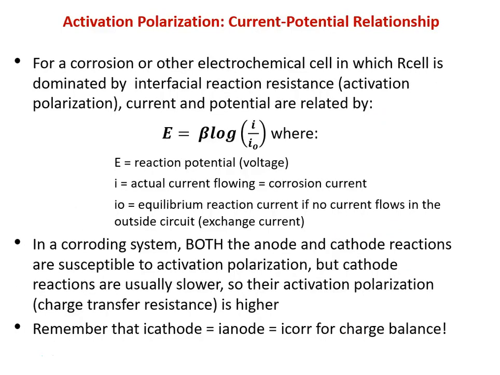So for these types of reaction kinetics, there's a relationship between the driving potential and the resultant current that we get, and it's a logarithmic relationship. So it's E, which is the potential driver, times a constant beta, times log, or natural log with a different b, of the actual current divided by a reference current.